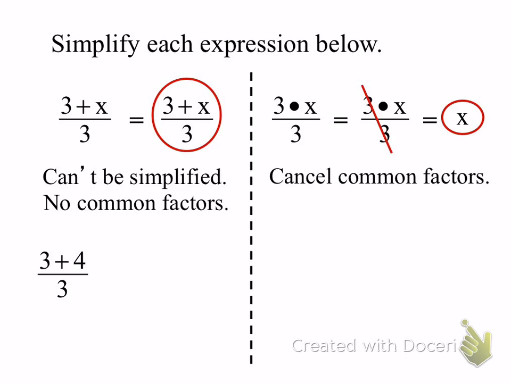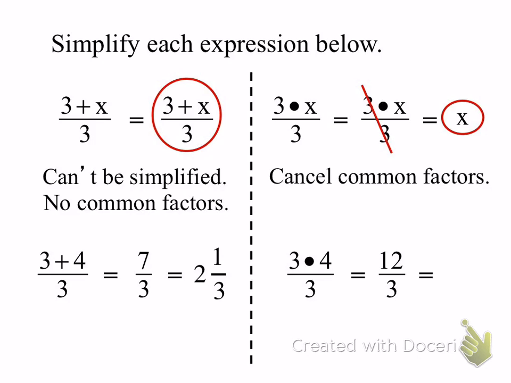Let's try it. If I take the same one, 3 plus 4 is what? 7. Is there any common factor we can divide out? No, we have to leave it like that. The next one, if I substitute a 4 in, I can multiply it out, or I can even cross-cancel here. It doesn't matter. What is this equal to? 4, because I'm really dividing out that common factor of 3. So, with monomials versus a binomial, when you are cross-canceling the binomial, it has to look exactly the same.